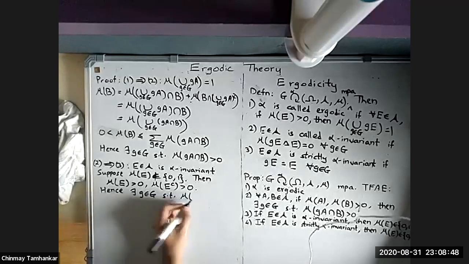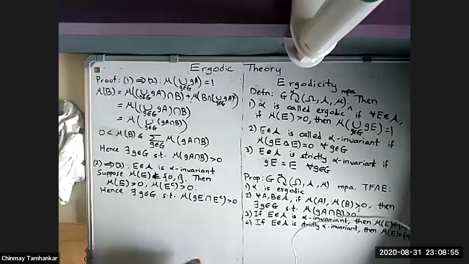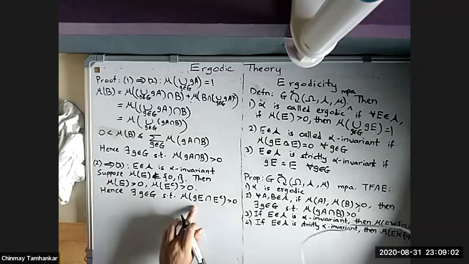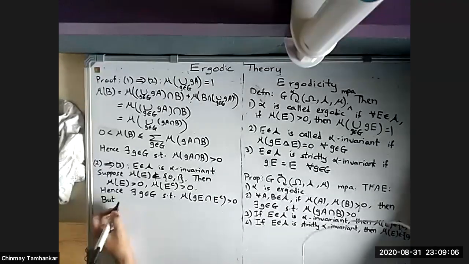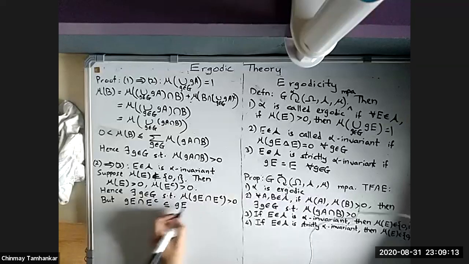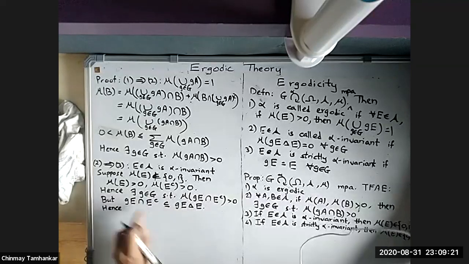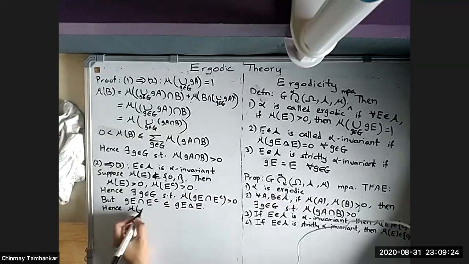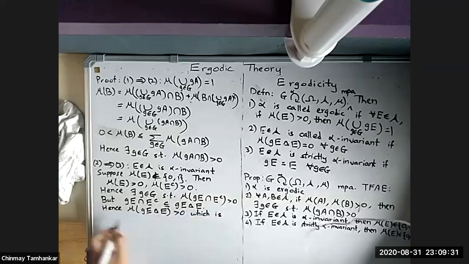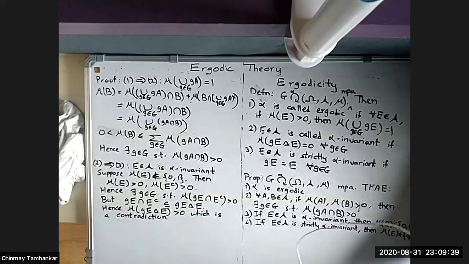So this is the set of all things which are in gE, but which are not in E. But then this thing is a subset of the symmetric difference of gE with E. But this thing has positive measure, so this thing should also have positive measure. So this proves 2 implies 3.